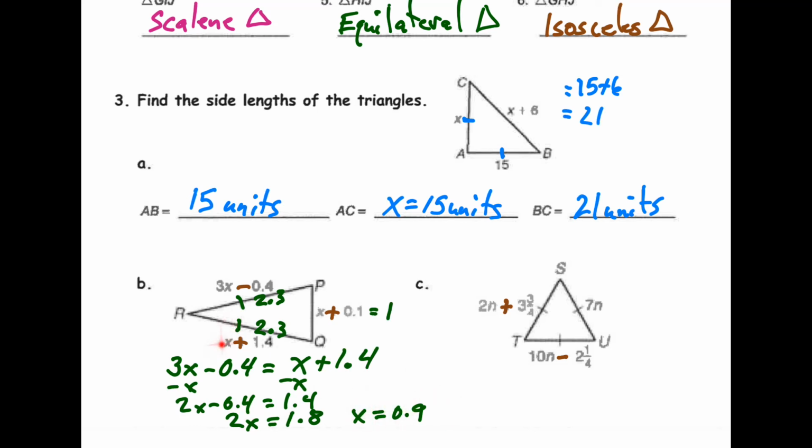And when I plug it in, 0.9 plus 1.4 is 2.3. 0.9 times 3 is 2.7, minus the 0.4 is 2.3, which once again, these numbers should be equal since those are congruent. So that is a check to tell us we did the problem right. And then lastly, we just have to do 0.9 plus 0.1, and that just gives us an answer of 1 there. All right, part C.